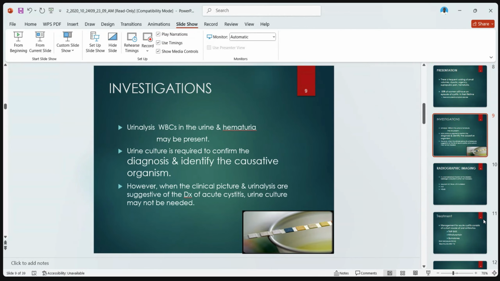So I was saying that we can do what is called urine analysis, white blood cells in the urine. That is the white blood cell count. Hematuria, that white blood cell count in the urine, if it is high, it means there may be infection.